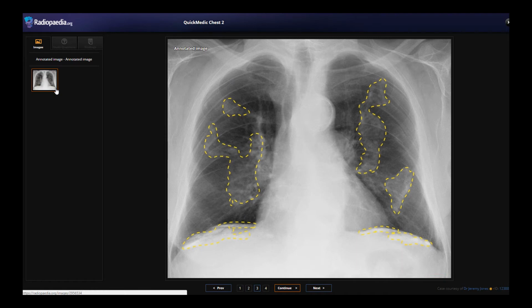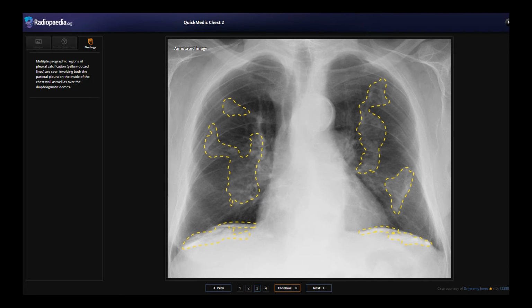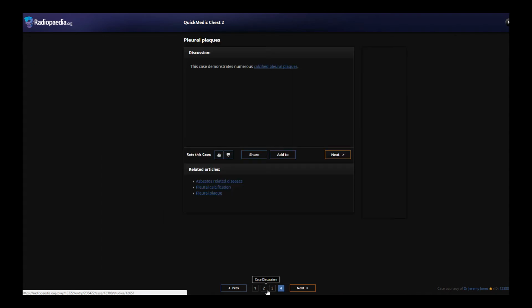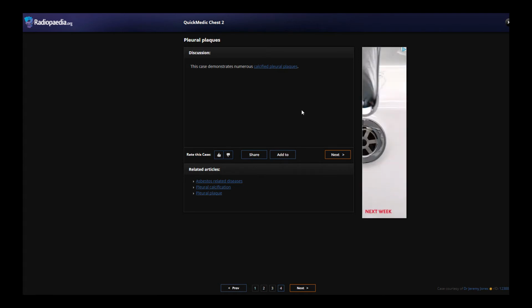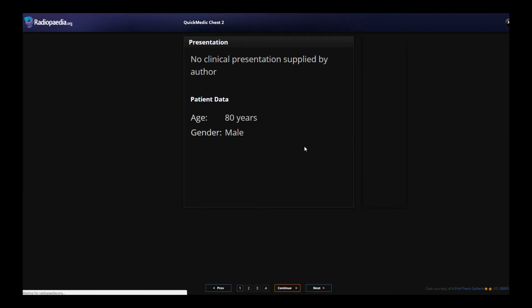And indeed, the author, Dr. Jones, has elucidated this for us, and you can see the plaques here that he's drawn out. Multiple geographic regions of pleural calcification, yellow dotted lines, are seen involving both the parietal pleura and the inside of the chest wall as well as over the diaphragmatic domes. This case demonstrates numerous calcified pleural plaques. That is probably related with asbestos exposure, and that's what pleural plaques look like.